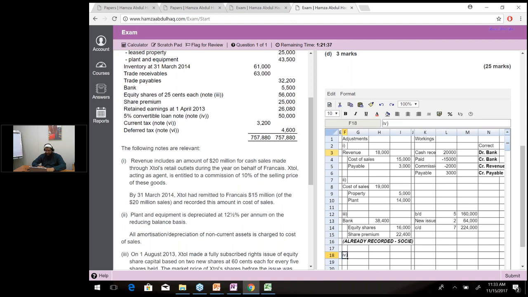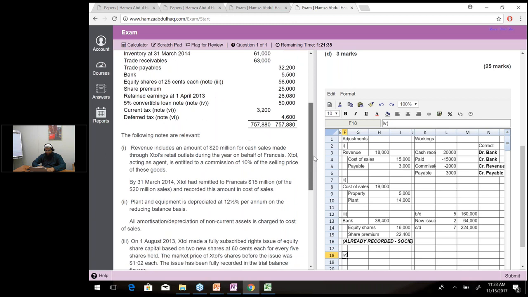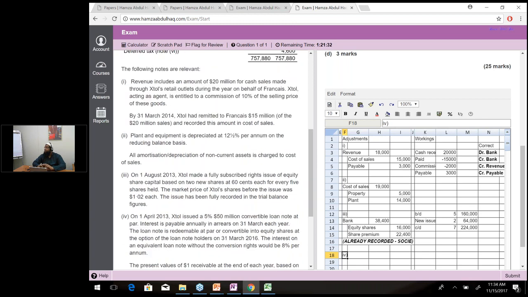So we are done with adjustment number 3. If there's any confusion, you people can ask. I've just explained how we got 160,000: closing minus the new issue, or closing divided by 7 into 5. Both methods can be used to calculate the brought down value.